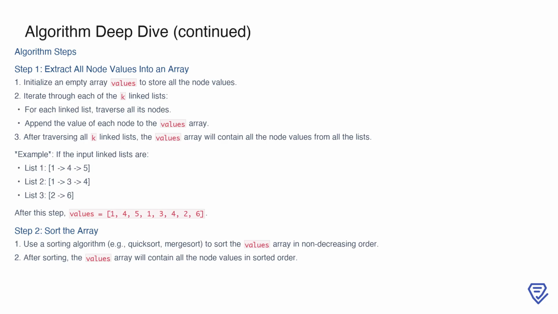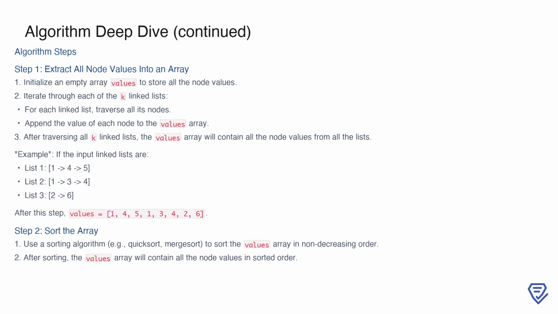The brute force algorithm begins with the extraction of all node values from the linked lists. To do this, we initialize an empty array called values. Then, for each of the K linked lists, we traverse through all their nodes one by one, appending the value of each node to the values array. Once we've processed all K linked lists, this array will contain all the node values from all the lists combined. For example, if the input linked lists are list 1 with values 1, 4, 5, list 2 with values 1, 3, 4, and list 3 with values 2, 6, the resulting array after this step will be 1, 4, 5, 1, 3, 4, 2, 6.